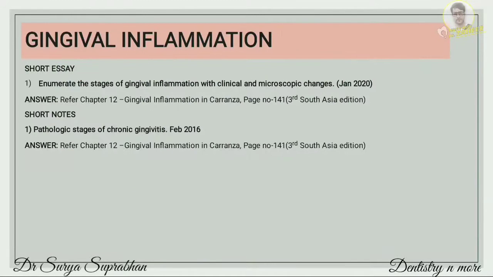Moving on to the next chapter, that is gingival inflammation. The answer for both the questions is the same. First question is enumerate the stages of gingival inflammation with clinical and microscopic changes. And the second one is the pathologic stages of chronic gingivitis. In both these questions you have to write the 4 stages of gingival inflammation, that is the initial inflammation, early inflammation, established stage and advanced stage.